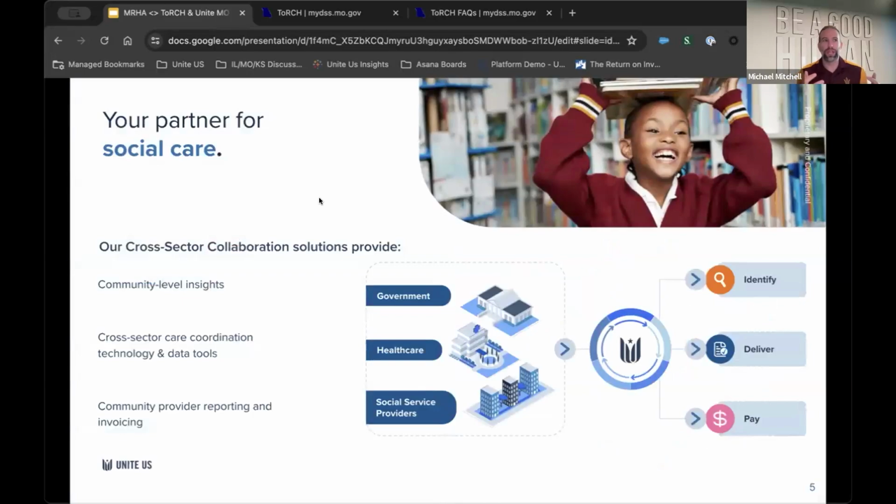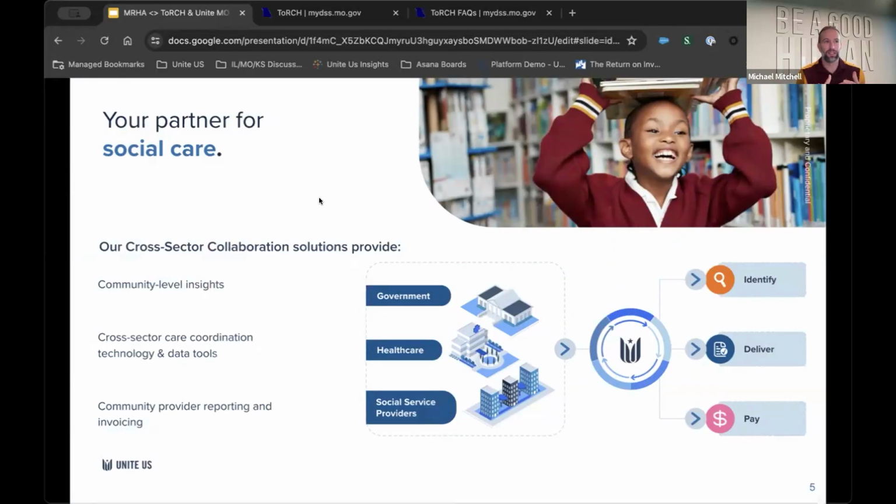And so how do we do that? Right? It sounds great in theory. How do you break down these silos and actually start coordinating? Well, technology plays a role in that, right? But I want to be clear, technology doesn't matter without the people behind it and in front of it using it. So I'm really excited with the 6 ToRCH sites that are going live.